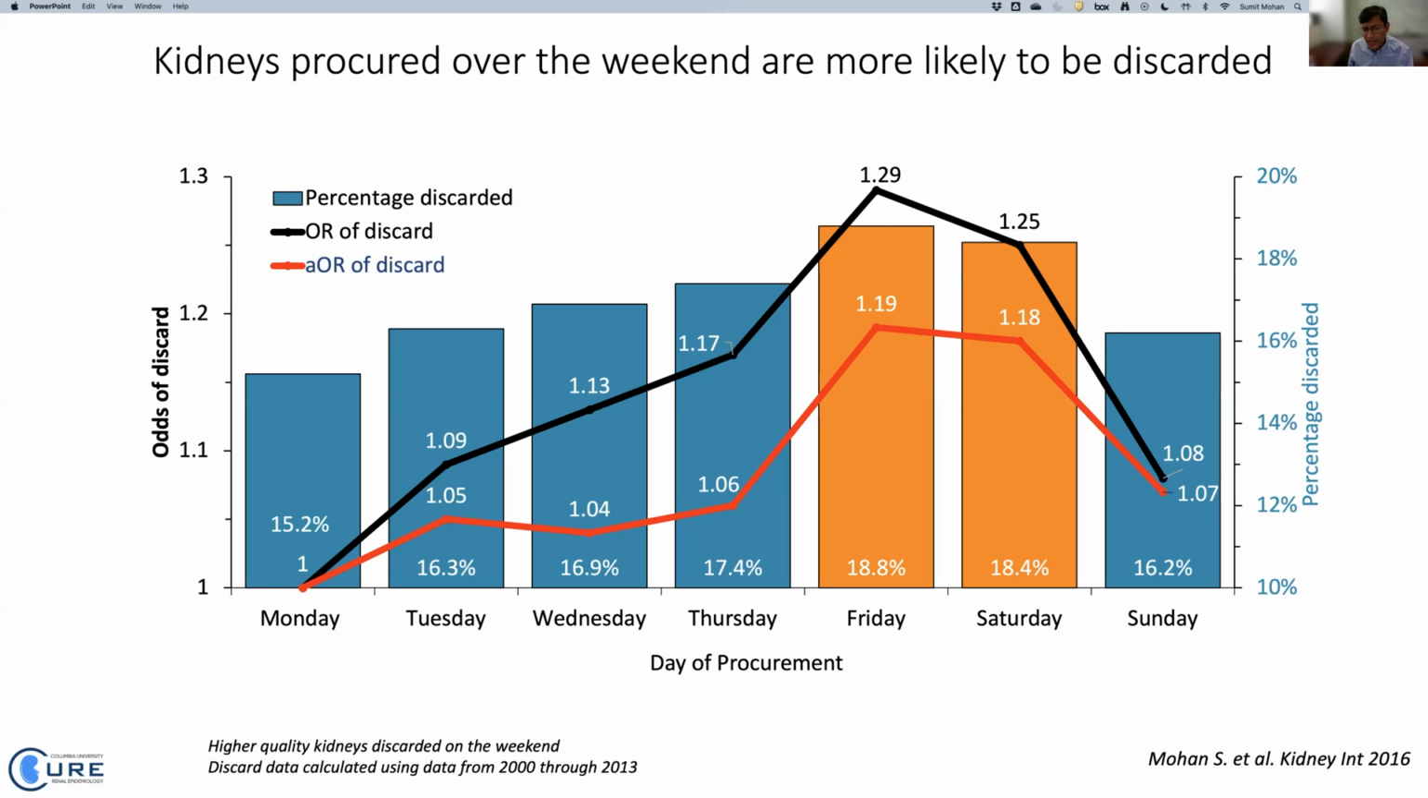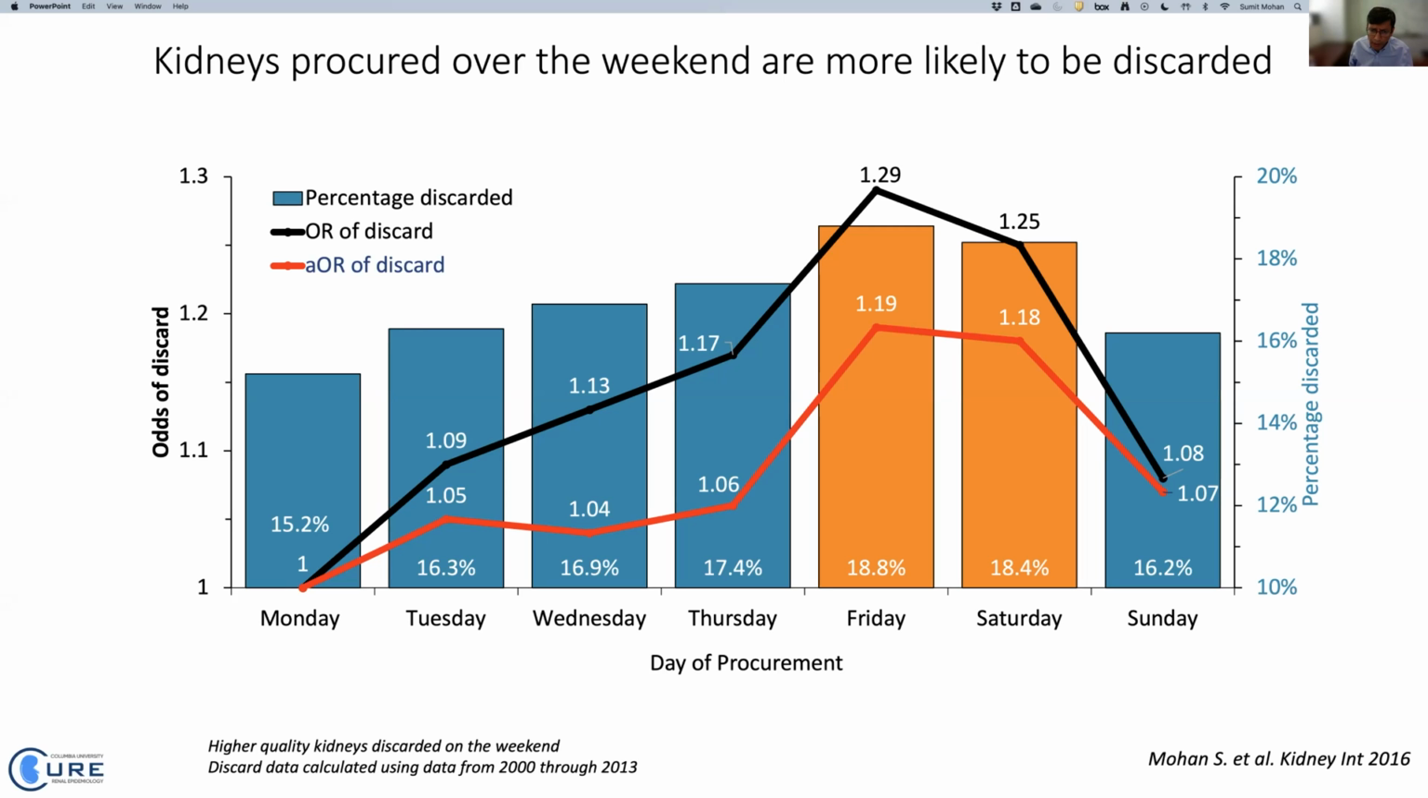And what you're seeing here is the discard rate. So the odds of discard go up as you go through the days of the week to the point where organs procured on a Friday or Saturday are much more likely to be discarded. Okay. So much so that even after you adjust for the organ quality, there's still a 20% increase in organ discards for organs procured on Fridays and Saturdays, which would then be transplanted on Saturday and Sunday across the country over 15 years, right? Clearly suggesting that there is a systemic problem.